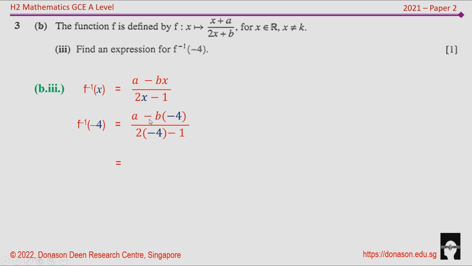So it becomes a minus b times negative 4, whereas in the denominator 2 times x, which is minus 4, minus 1. If you look at the numerator, it will become a plus 4b. The denominator is going to give you minus 8 and minus 1, right? So the numerator would be a plus 4b and the denominator is going to become negative 9. Therefore the f inverse of negative 4 should be a plus 4b over 9. So that should be the answer.